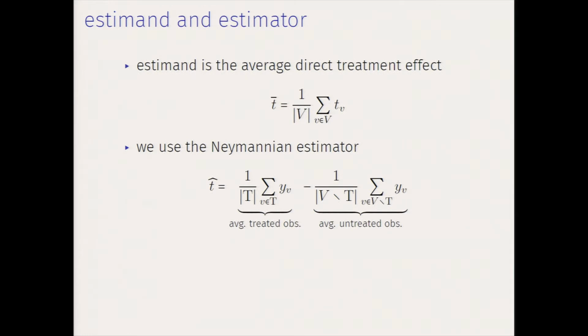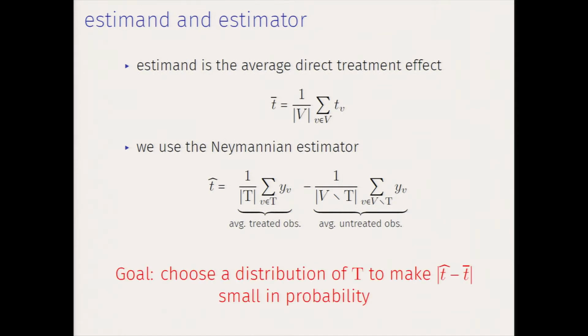The estimand that we consider is the average treatment effect. So it's the average direct treatment effect, the average of these TVs over all the nodes. And we always use the Neymanian estimator, which is the difference between the average observed value of treated vertices and the average observed value of untreated vertices. Recall that YV is the observation.